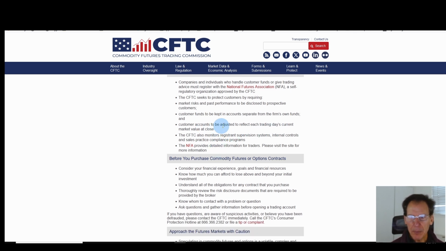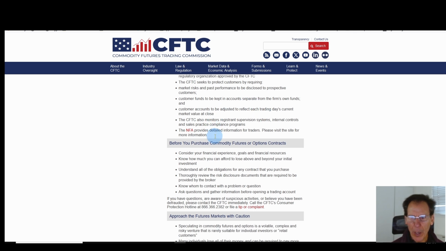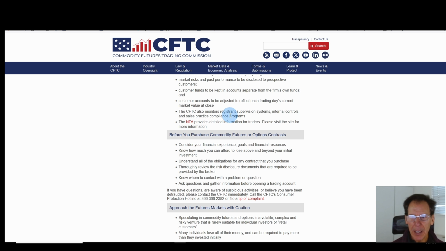You need to put up a certain amount of money up front, but the beauty of futures trading is the leverage, and it works both good and bad. You're going to find that leverage is a great thing when you're making money, but when you're losing money, it is disastrous. The CFTC also monitors registrants' supervision systems, internal controls, and sales practice compliance programs. Very, very strict, this is. It's not something you can go in and wing. The NFA provides detailed information for traders. Please visit here's a link. And again, this information will be linked below.